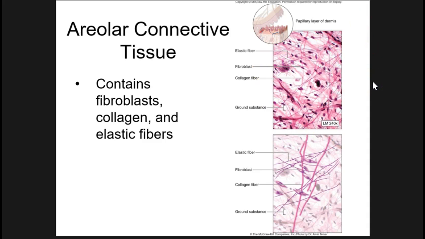Do you guys agree with me on that? Lots of white space, random orientation of fibers. That means that you are definitely in a loose, irregular connective tissue, and the phrase for that is areolar. Frankly, if you write loose, irregular connective tissue, I will be pleased as punch. I'm okay with that. Technically, the term for it is areolar.